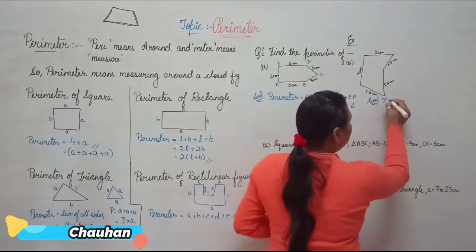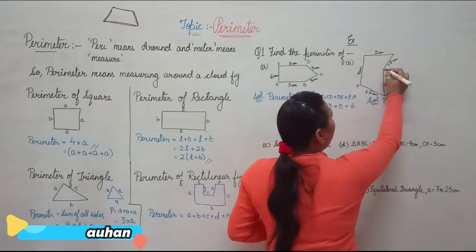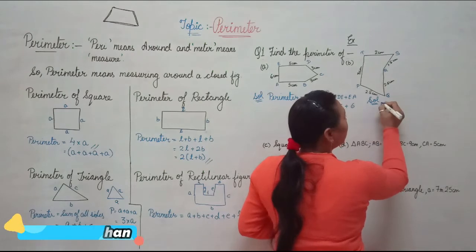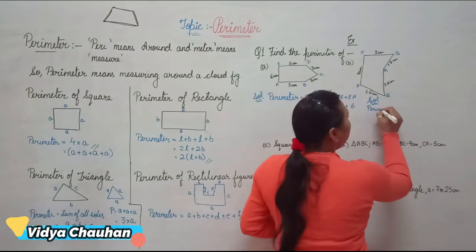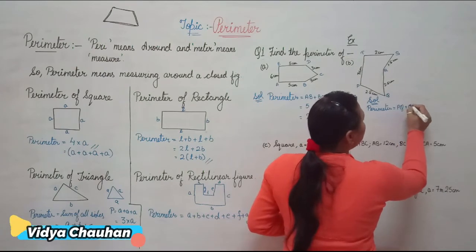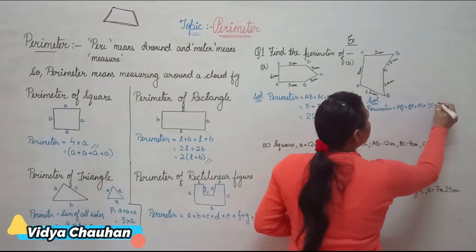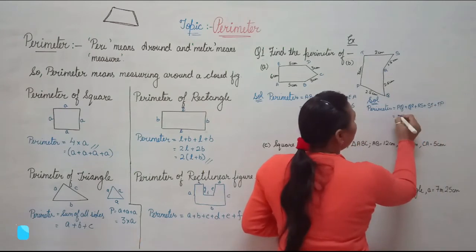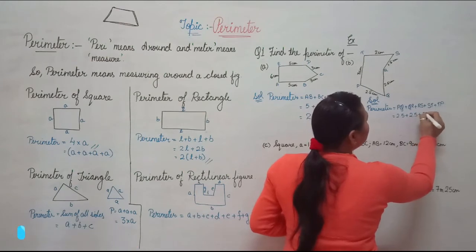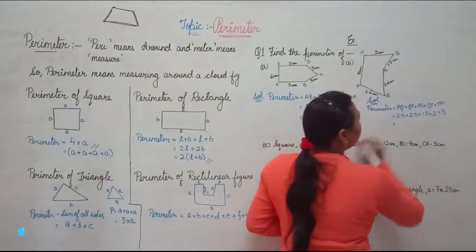So the perimeter will be equal to, if I give it names, P, Q, R, S, T. What will be the perimeter of the figure? Perimeter is equal to PQ plus QR plus RS plus ST plus TP. PQ is 2.5, then QR is 2.5, 1.5, 2 and 3 centimeter.